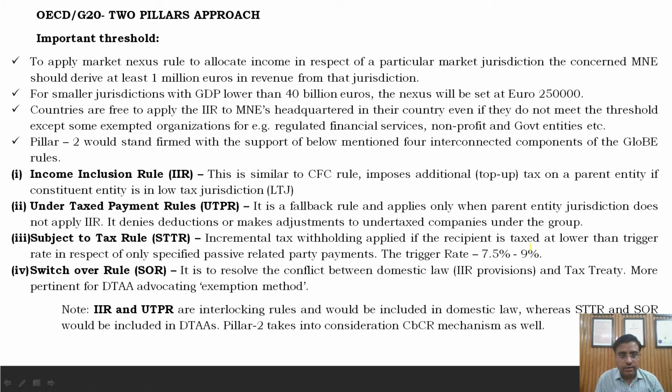It denies the deduction, and by way of denied deduction, makes an adjustment to the under-taxed company under the rule. So basically IRR and UTPR are interlocking rules and would be included in the domestic tax, whereas STTR and SOR would be included in the DTA. Pillar 2 also takes into consideration CBCR, the country-by-country reporting mechanism.